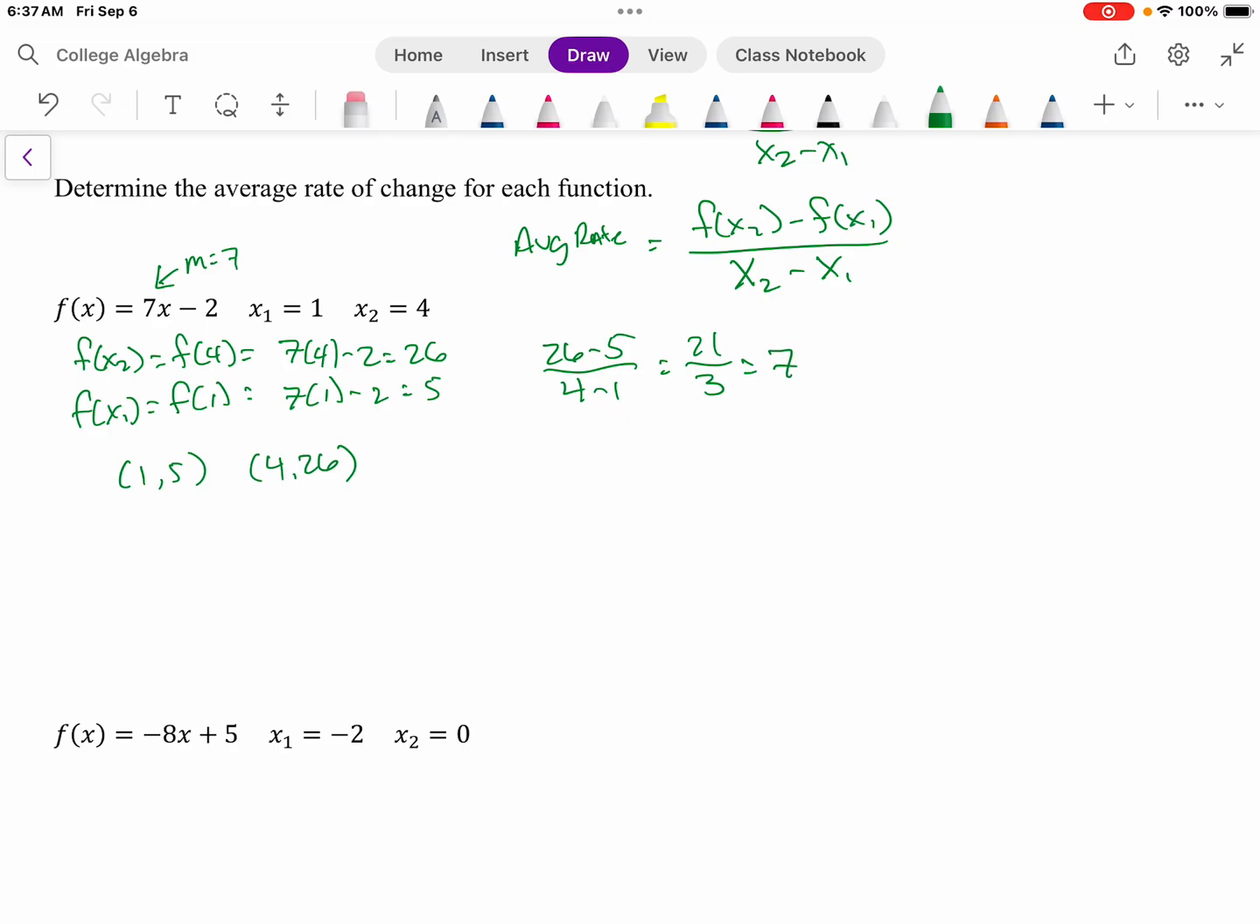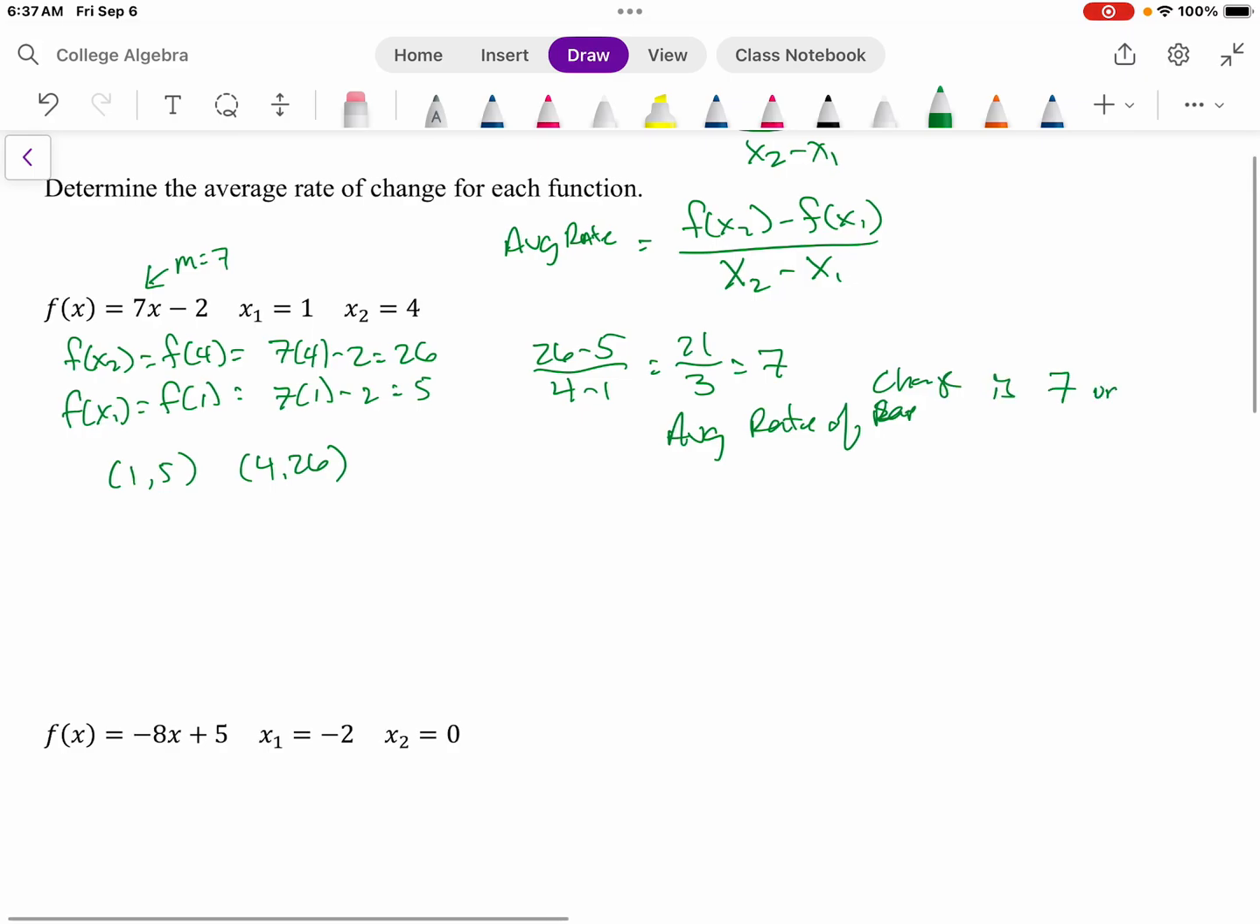And so we would say that the average rate of change is 7 units per whatever. We don't know what the x value is, but it's 7 whatever the y value is in context, if we're talking about a word problem, per something.